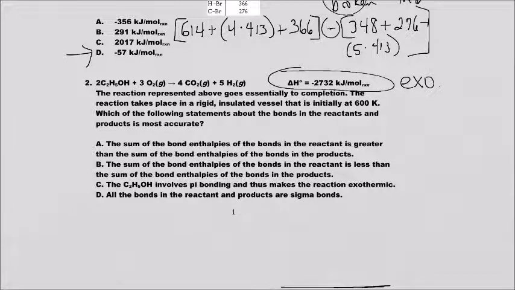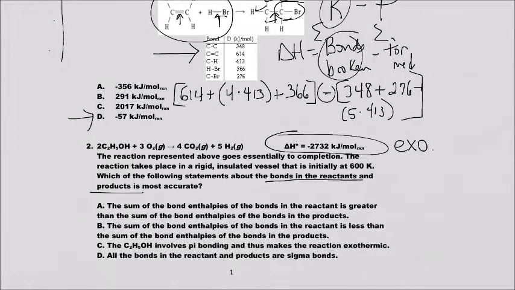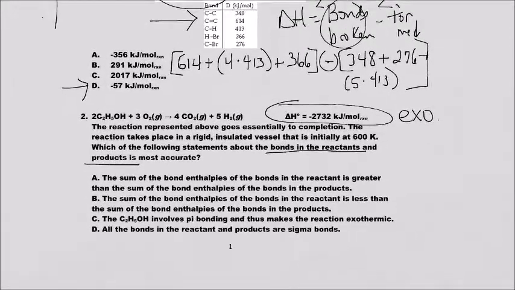Which of the following statements about the bonds in the reactants and products is most accurate? Okay, well, we just had a problem about that. And if we go back up, remember we said it's the sum of the bonds broken, which are those reactants, minus the sum of the bonds formed, which are in the products, and that's the products that release energy. So it takes energy to break bonds. When bonds form, it releases energy. So let's see which of these wordings says it correctly.